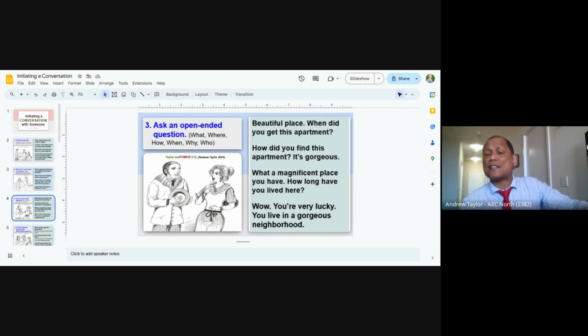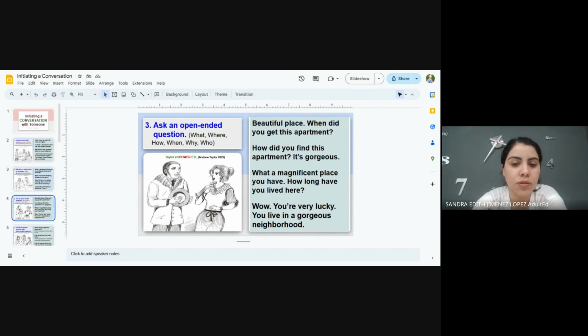Oh, I found this apartment. My friend found this apartment for me. He actually found it on Kijiji. And the rent is not very bad. For a two-bedroom, $1,700, this is a good deal in Mississauga. Oh, I found my place also on Kijiji. Oh, amazing.